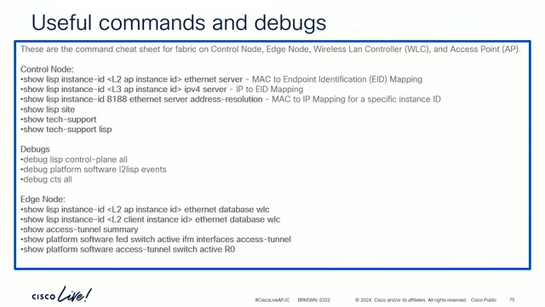So now I've just posted some useful commands and debugs out here so that you can go back and refer to this while you're troubleshooting. In fact, some description is also there. The first command, for example, show Lisp instance ID, L2 AP instance ID, Ethernet server, is giving the MAC to endpoint mapping. Those commands can be run on the control plane node.